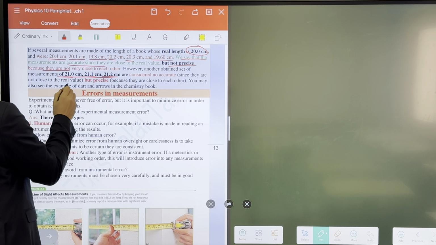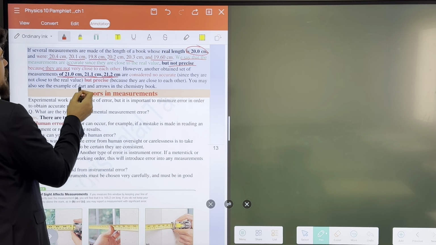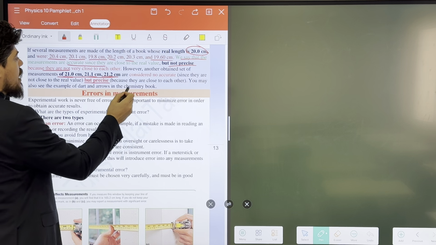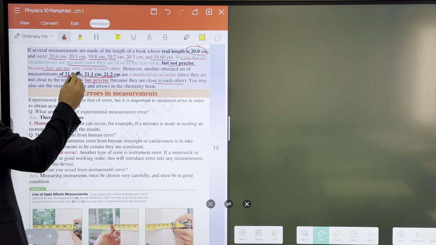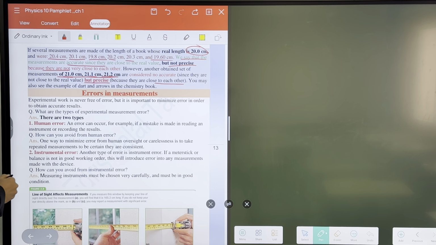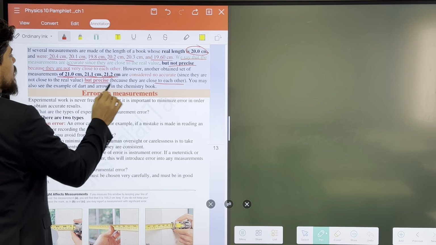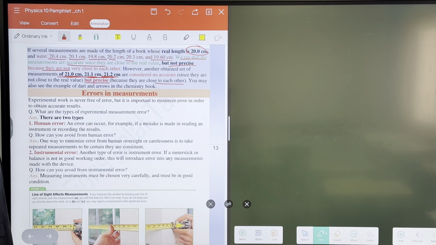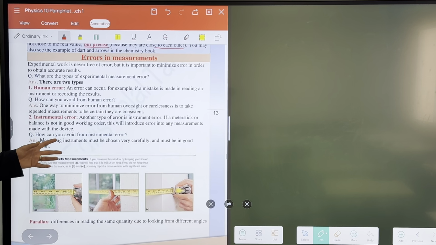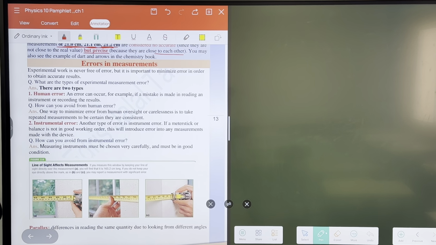But it is precise. Why? Because they are close to each other. Why is this not accurate? Because they are not close to the real value, but it is precise. Why? Because they are close to each other, and the number after this 21 is increased uniformly, so that is why it is precise. Errors in measurements.